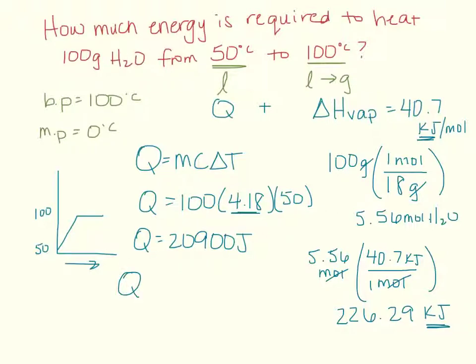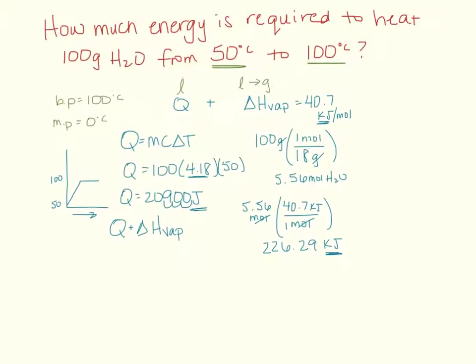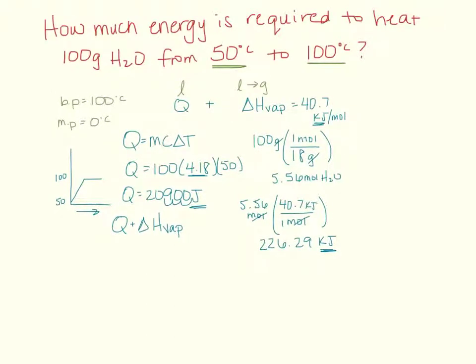So now I need to take my Q plus my delta H vap value for my 5.56 moles. But my Q is in joules and my delta H is in kilojoules. So I need to convert one or the other so that they are in the same units. And I like working with smaller units, so I'm actually going to convert my Q by moving my decimal point over 3 places. So my Q value is actually going to be 20.9 kilojoules. Now that they're both in the same units, I can just add them together.